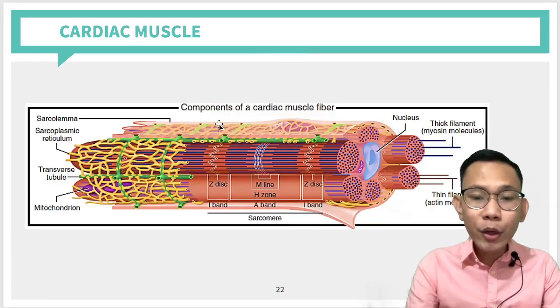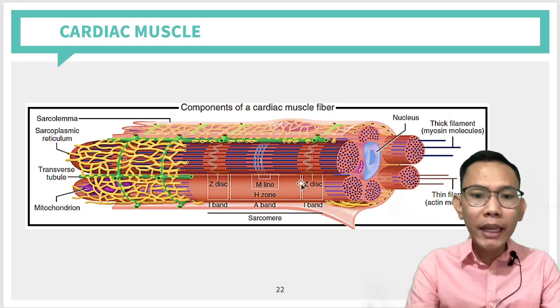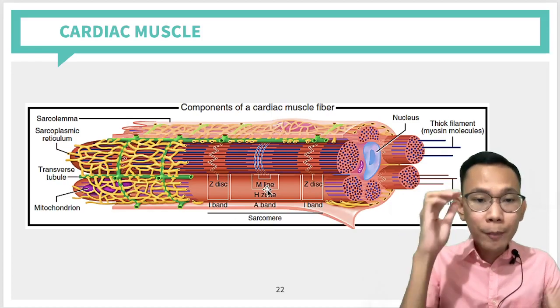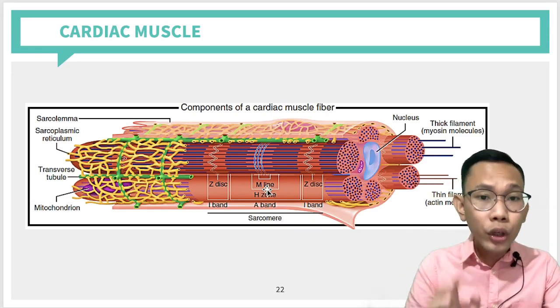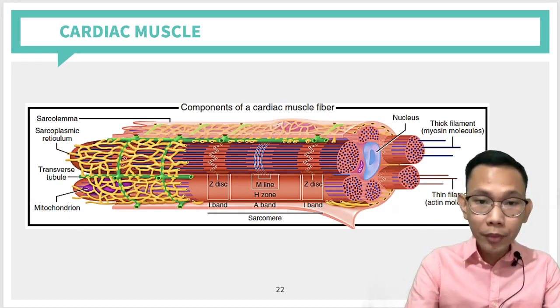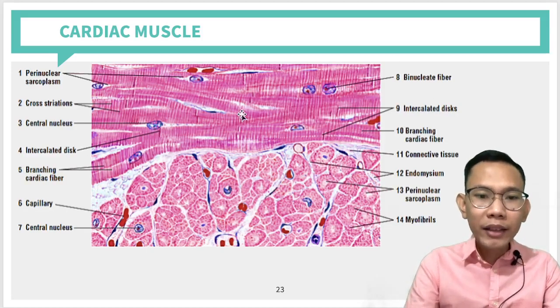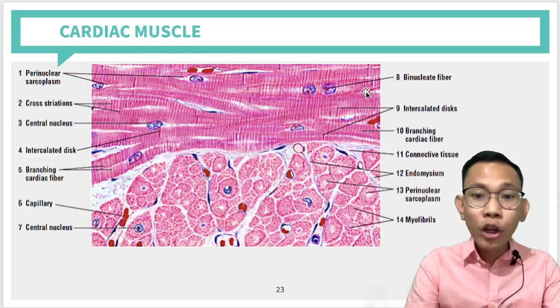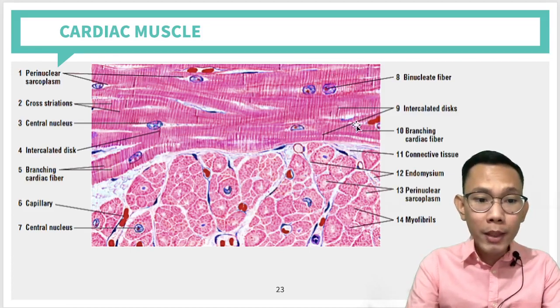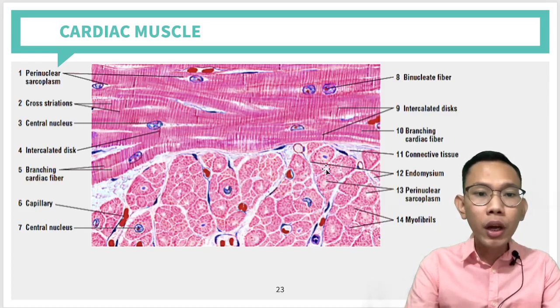So these are now the basic components of your cardiac muscle fiber. As you can see, there's still the presence of your thick filament and thin filament, and alternating I-band and A-band, which makes the presence of your striation, somewhat similar to your skeletal muscle. Now let's see another diagram. The picture above is the longitudinal section of your cardiac muscle, while the bottom picture is a cross section of your cardiac muscle.